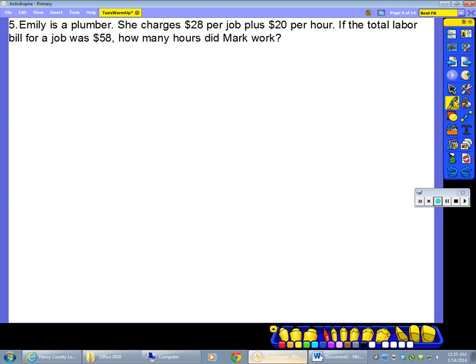Okay, so obviously whenever I was making this problem I didn't stay consistent. We're going to stick with Emily. I tried to use a girl's name here just to show that, yeah, girls can be plumbers too.